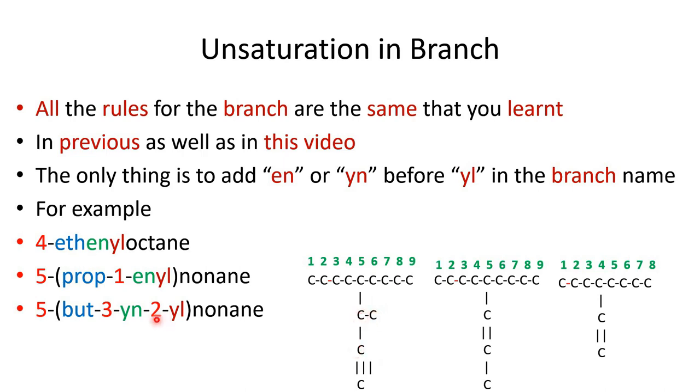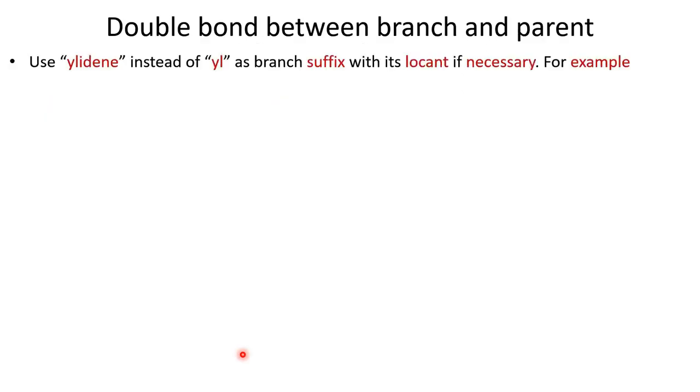This 2 shows the carbon that is directly attached to the parent chain. So this is the carbon number 2 of the branch. 1, 2. This is the carbon number 2 in the branch which is directly attached to the parent chain. That's why 2-yl. If there is a double bond between the branch and the parent chain, then use "-ylidene" instead of "-yl" as the branch suffix, with its locant if necessary.